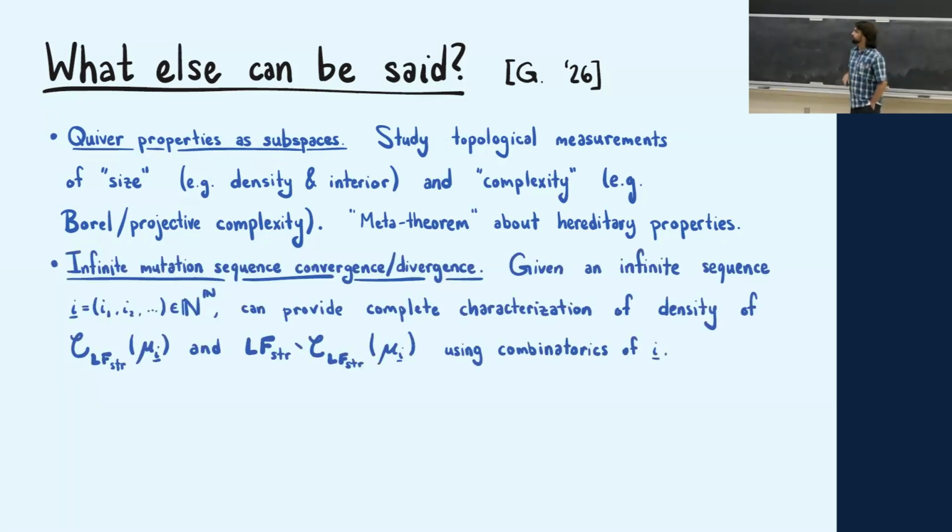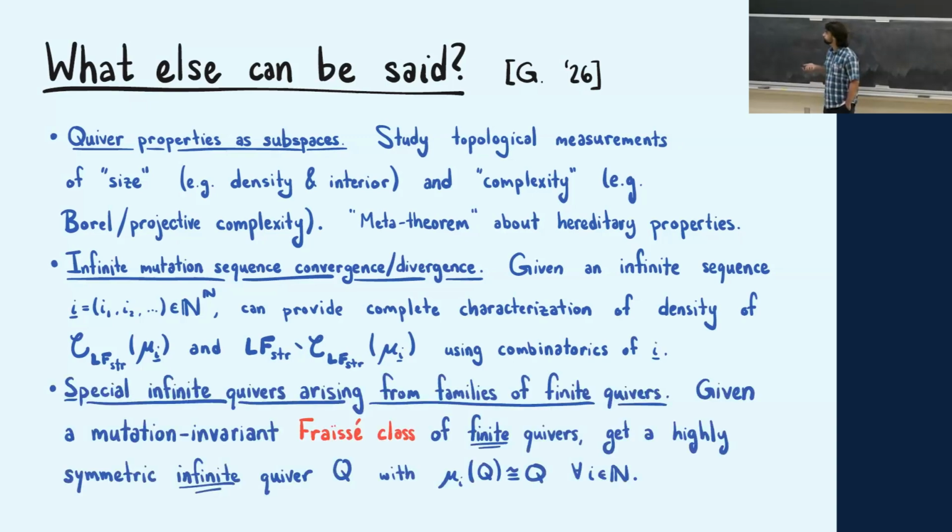So you can say things like this. You can talk about infinite mutation sequence convergence and divergence. Now that you have a topology, when you have an infinite sequence of points, you can look at where it converges, if it does. And so I provide a complete characterization in the strong topology on LF, for example, based on combinatorial properties of an infinite mutation sequence, when it has a dense domain of convergence and a dense domain of divergence.